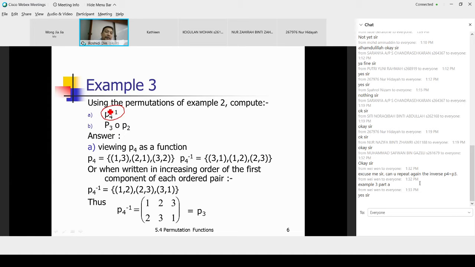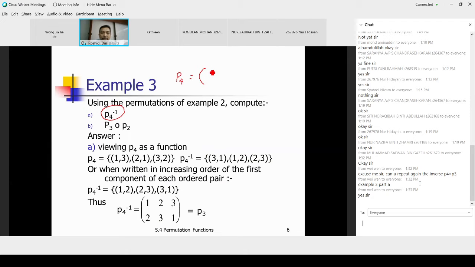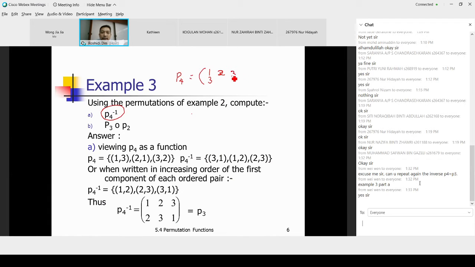Firstly, you identify which permutation this question refers to. It means refer to P4. So we must refer to P4. Once we refer to P4, here it is: 1, 3, 2 and 1, 3, 2. Okay, so now we get 1, 3, 2, and 3, 1, 2. Okay, this is before.